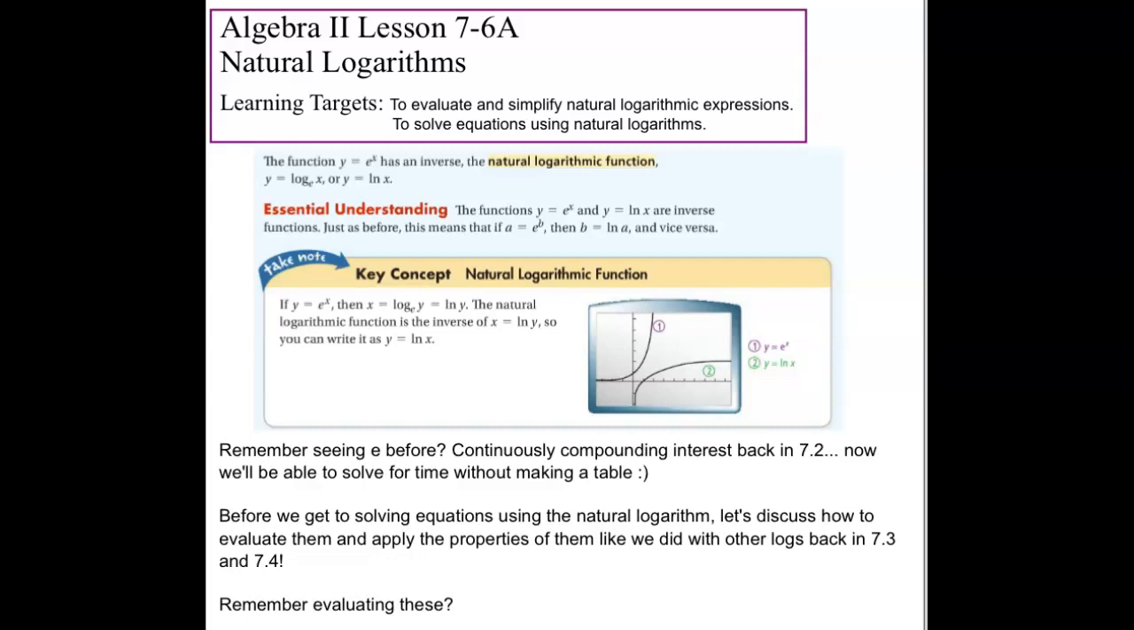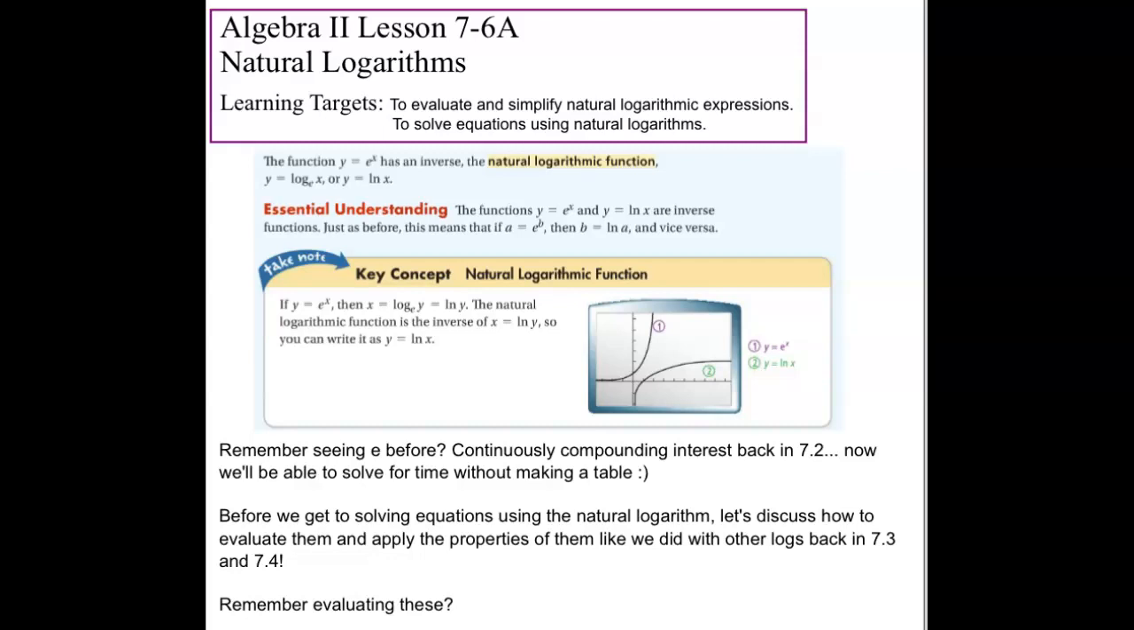Today we're going to start the last section of Chapter 7, focusing on natural logarithms. We've been looking at logarithms and using something called a common log, which is base 10. Today we're going to focus on natural logs, which is a different base. So our targets today are to evaluate and simplify natural logarithmic expressions and to solve equations using natural logs, which will be tomorrow's part of this lesson.